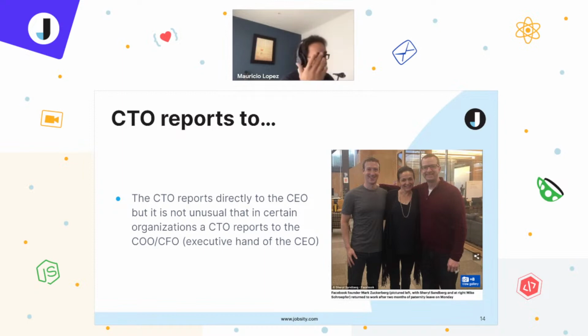This picture is Mark Zuckerberg, CEO of Facebook, and the lady in the middle, who is not there currently, was the COO for Facebook for many years, and the person on the right is the CTO. You will see this combination in many companies.